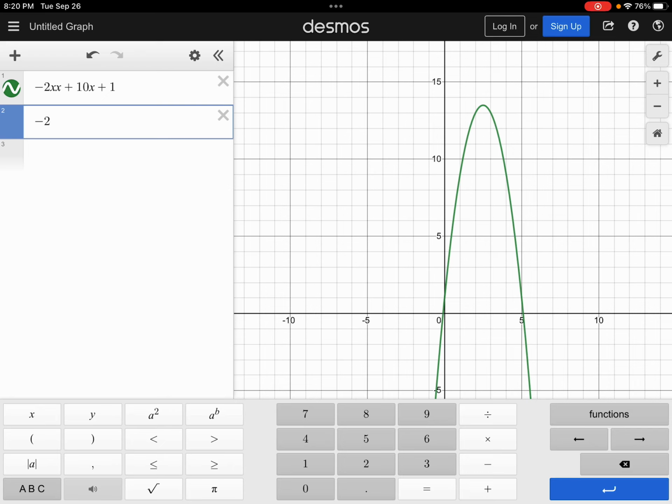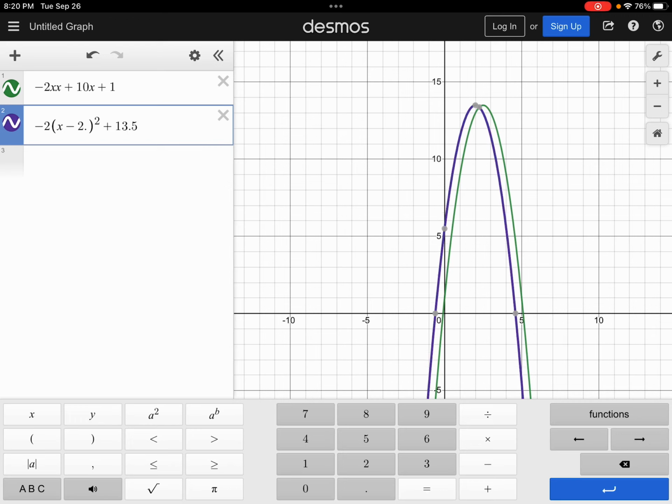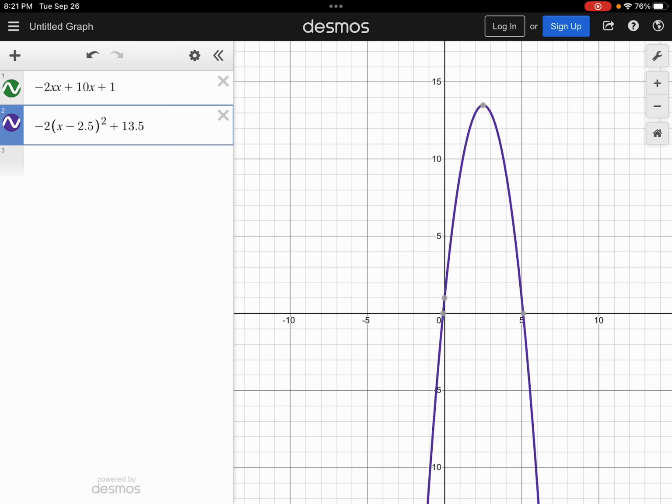Let's make sure. -2 times x minus 2.5 quantity squared plus 13.5. Oh, my 2.5 didn't graph there, just 2. There we go. And yes, they are the same, and that is the maximum value. So we have done it correctly.